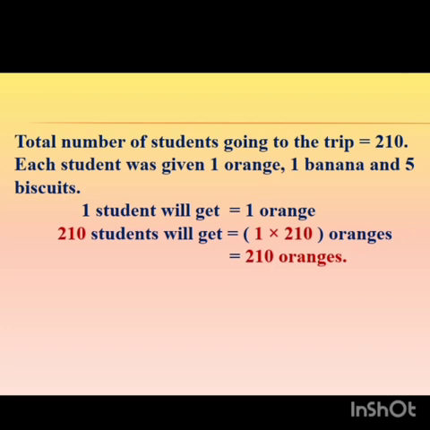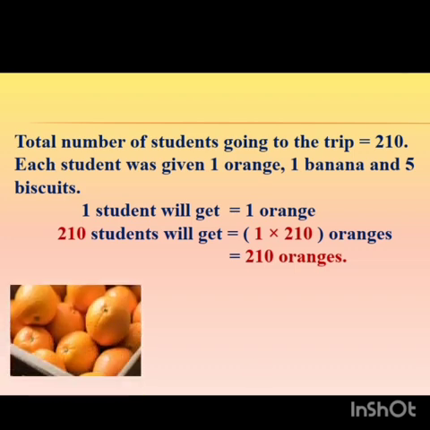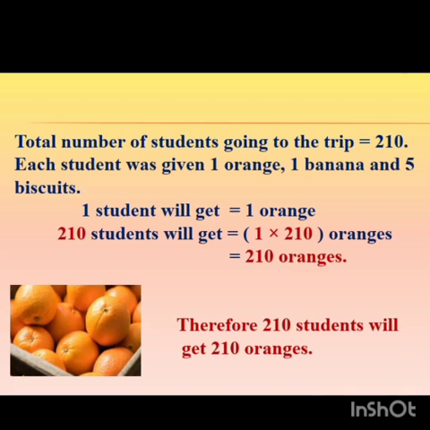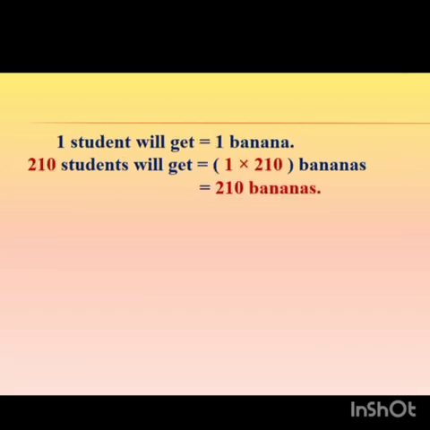As you know, when the value of 1 is given and many is supposed to be found out, then we have to do multiplication. That means 210 is more than 1. So we have to multiply 210 with 1 and we will get 210. So 210 students will get 210 oranges. Here you can see that one student will get one banana.